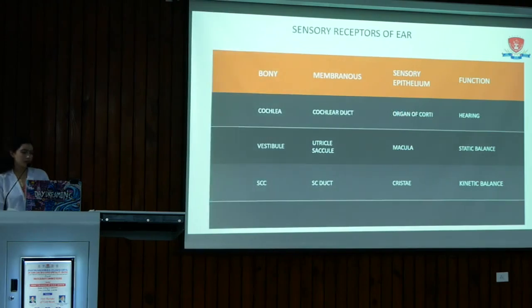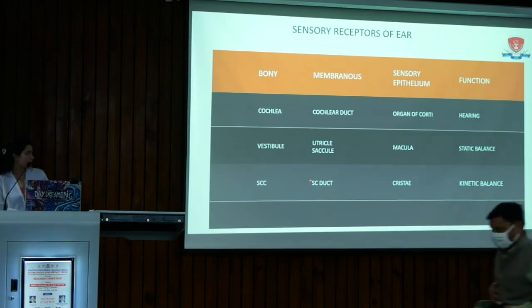Here is a table summarizing all the sensory receptors of the ear present in different parts of the membranous labyrinth. The cochlear duct, present within the bony cochlea, possesses the spiral organ of Corti, which is responsible for hearing. The saccule and the utricle, present within the bony vestibule, possess the macula, which maintains the static balance of the body. Lastly, the semicircular duct, present within the semicircular canals, possesses the crista ampullaris, responsible for maintaining the kinetic balance of the body.